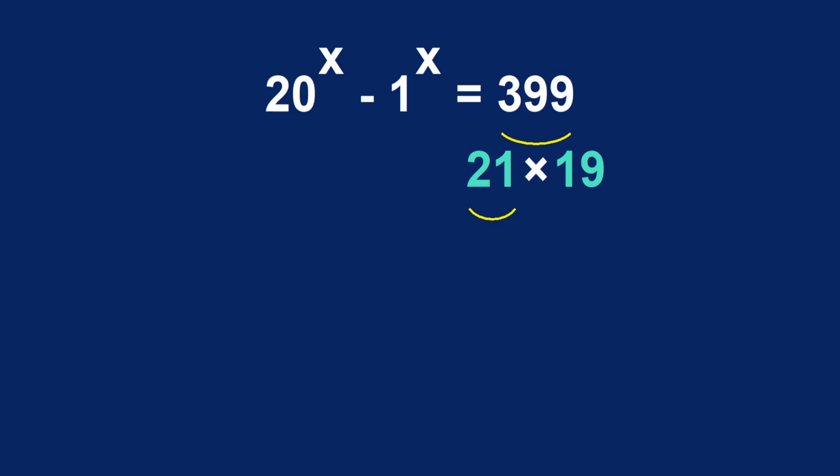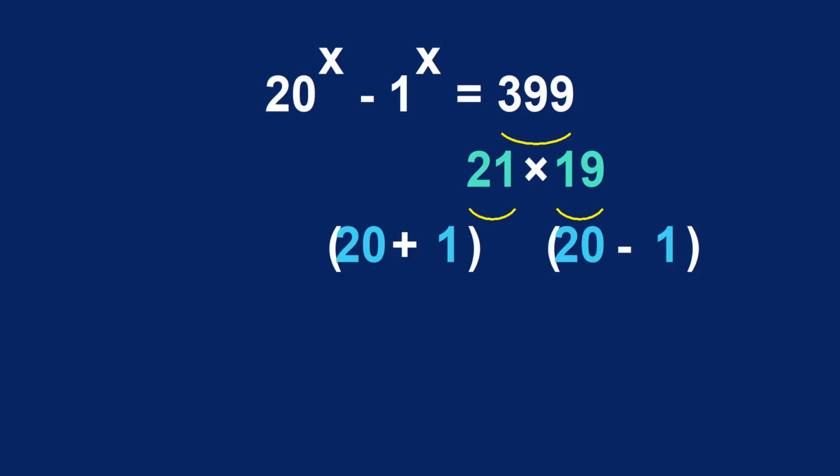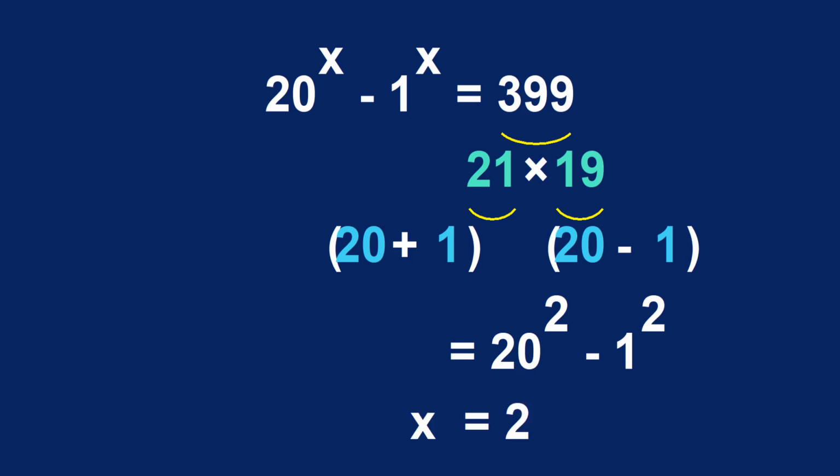Next we are going to break down 21 into the summation of 20 plus 1 and express 19 as 20 minus 1. And now we have the difference of two squares form, which can be written as 20 to the power 2 minus 1 to the power 2. By comparing both sides of the equation, it's clear that x equals 2, and this is our final answer for this problem.